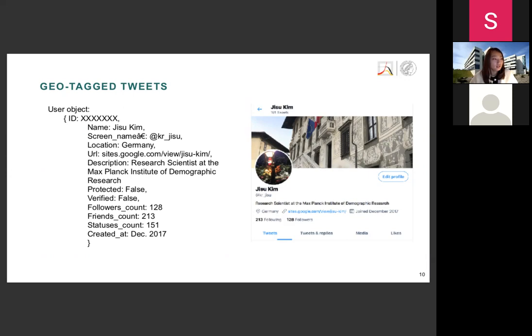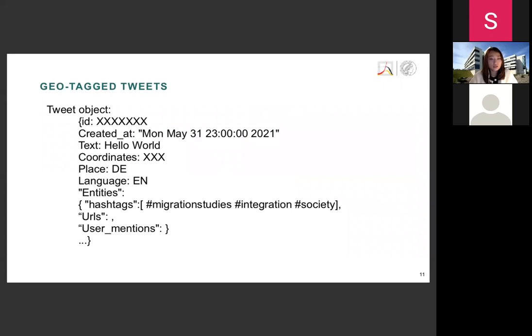The second part of the data that is important for us in the study of migration is the tweet object, of course. It contains all the information embedded in the tweets when a user tweets. For example, when the tweet was created, as you can see here in the slide, created at, the text itself, where the tweet was sent from, as well as the language that it was written in.